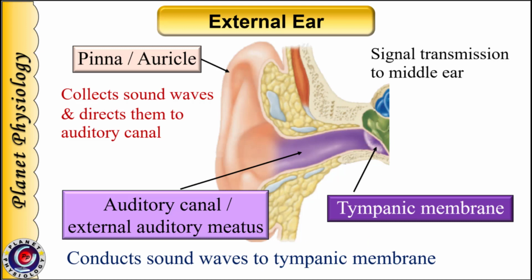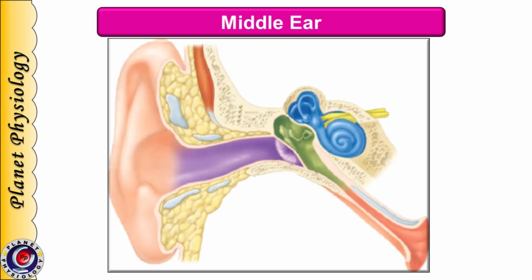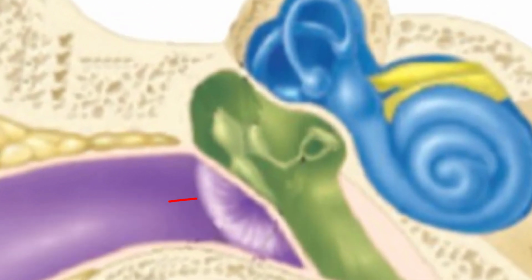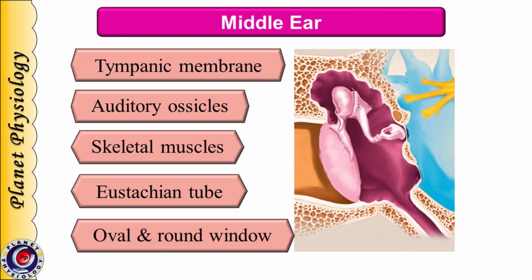Coming to the middle ear, it is a small air-filled cavity in the petrous part of the temporal bone. It is bounded by the tympanic membrane laterally and the oval and round windows medially. It contains three small bones called auditory ossicles and two skeletal muscles, namely tensor tympani and stapedius. Let us study the components of the middle ear one by one.